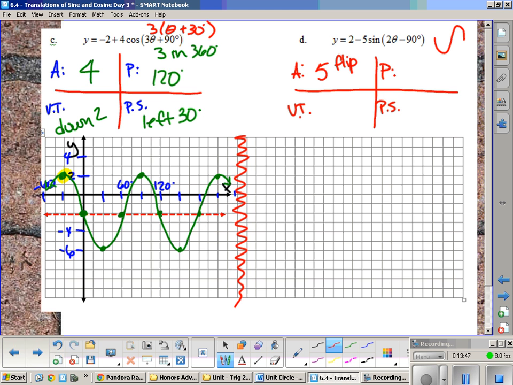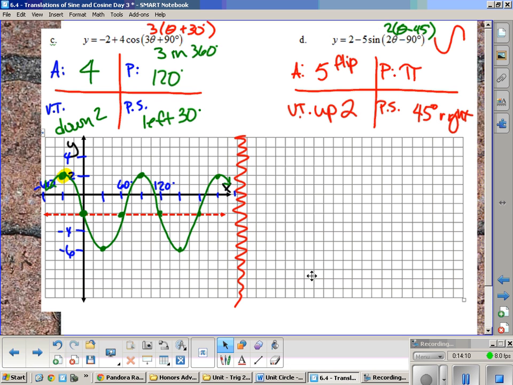Your period is going to end up being pi. The vertical translation is up 2. And your phase shift is going to be 45 degrees to the right. Because again, if I took 2 theta minus 90 equal to 0, you get 45, or you can factor out a 2, and that would all work. Okay? So if you need to pause this and come back to it, that's fine.